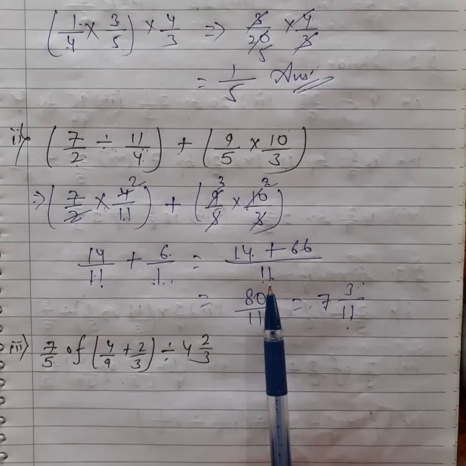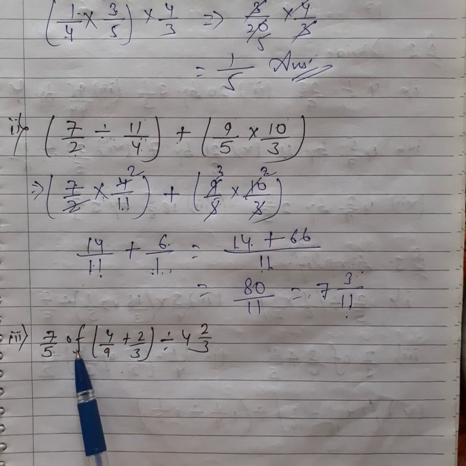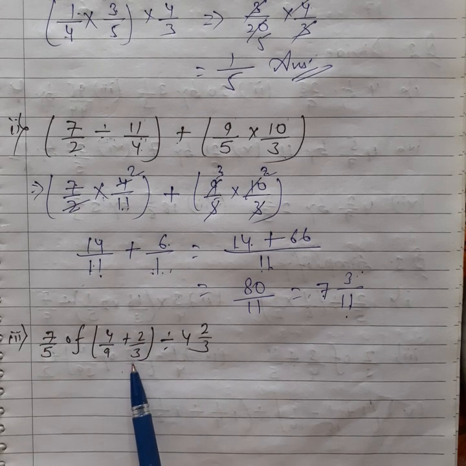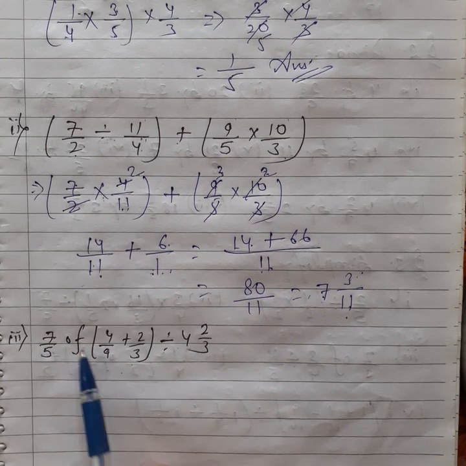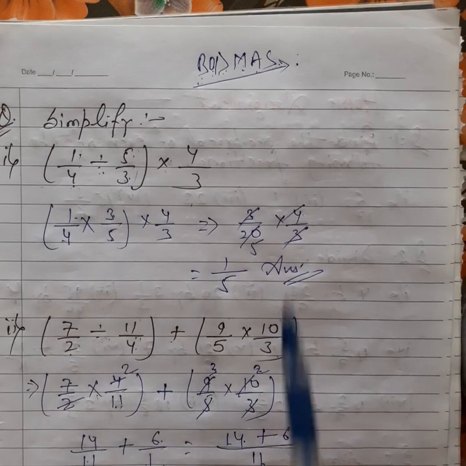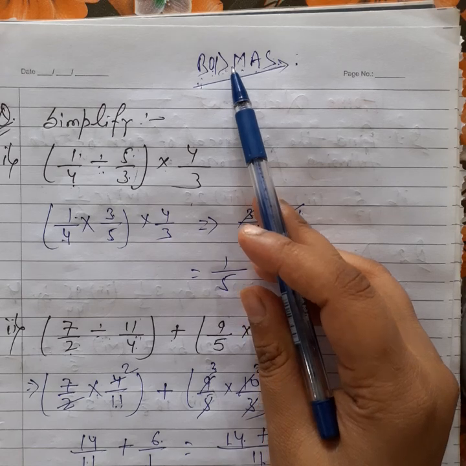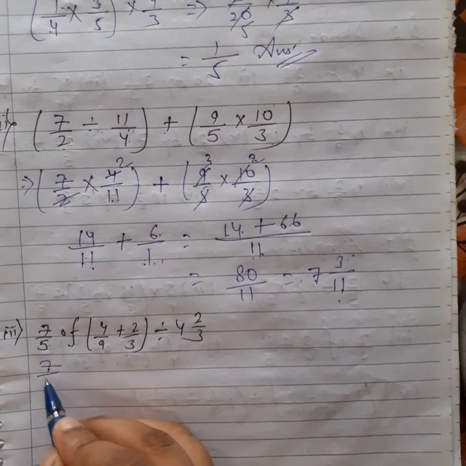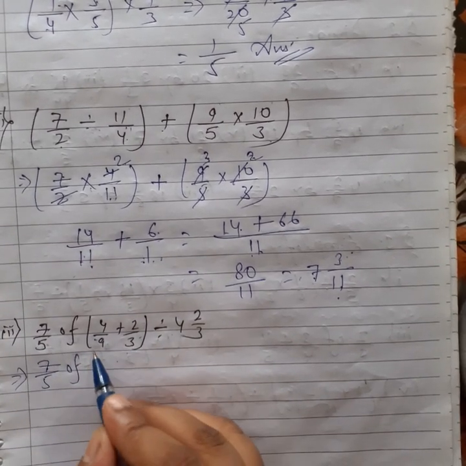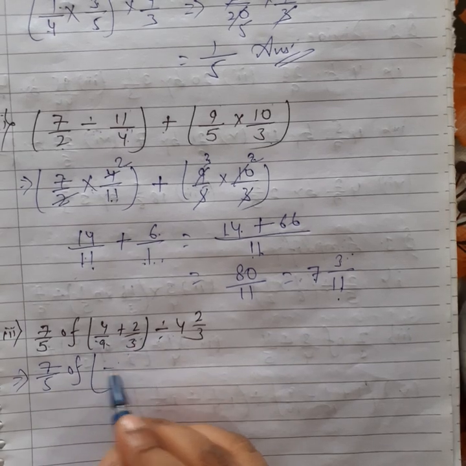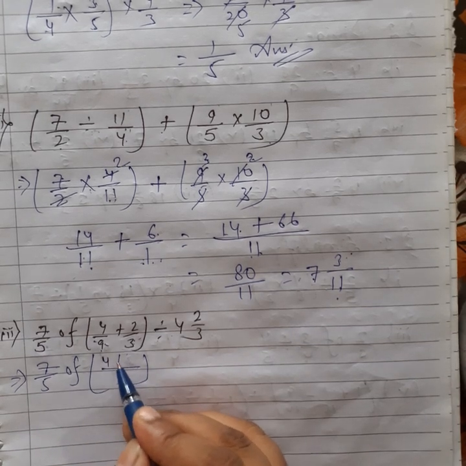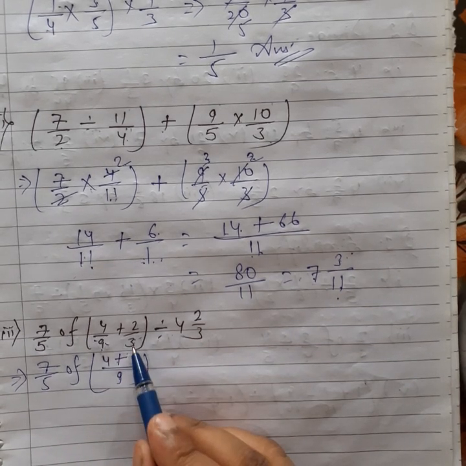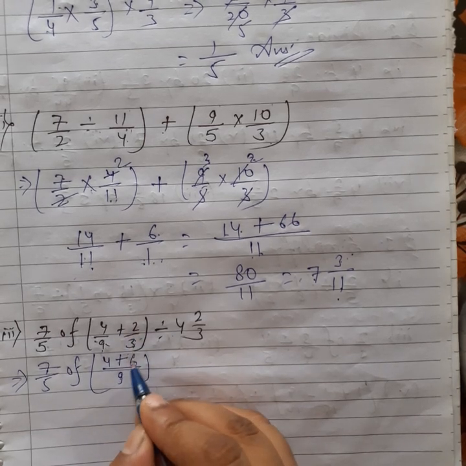Okay. Next question, 7 by 5 of 4 by 9 plus 2 by 3 divided by 4 whole 2 by 3. Student, here bracket and of both are there. So what we do first? First we solve bracket, then of, then division, then multiplication, then addition and then subtraction. So 7 by 5 of, what is the LCM of 9 and 3? Yes, 9. 9 divided by 9, what we get? 1. 4 ones are 4 plus 9 divided by 3, what we get? 3. 3 twos are 6.